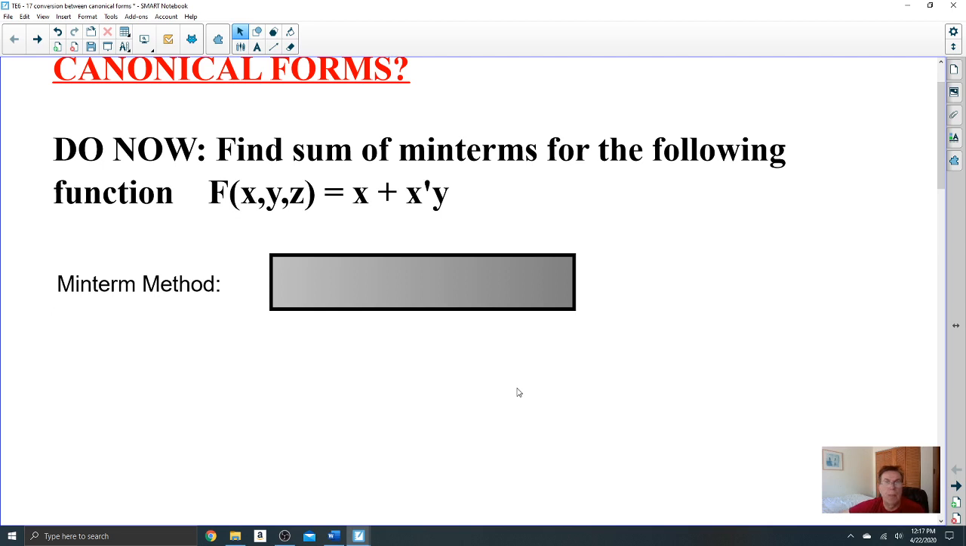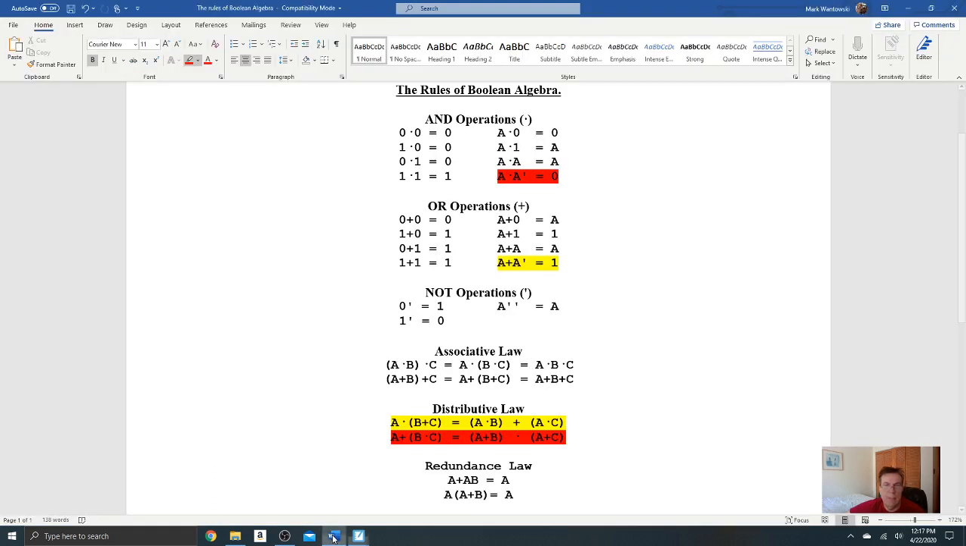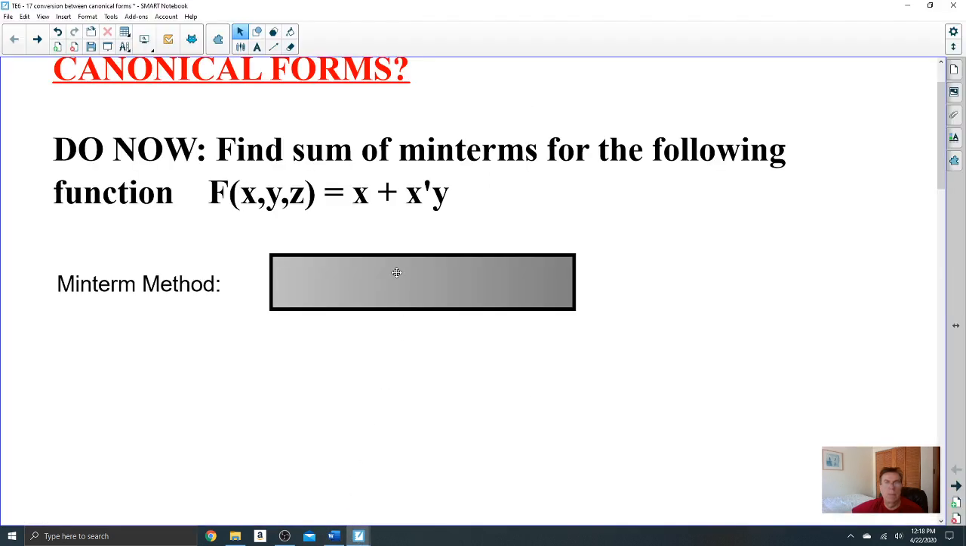Okay. All right. So let's look at the minterm method expansion. We'll use the operator axiom a plus a prime is equal to 1, and the first distributive law. The yellow highlighters will be for minterm expansion, and red highlighters will be used for maxterm expansions. Okay, let's go back to our example.